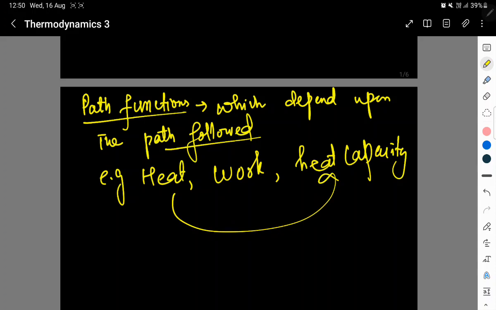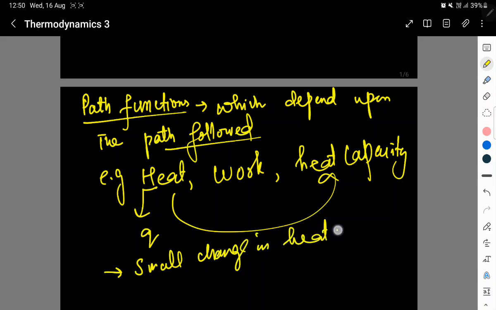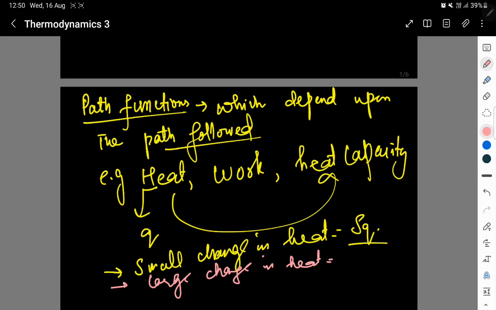For example, we represent heat by Q, and if I want to represent a small change in heat, I represent it as delta Q, right. And a large change in heat is represented as Q, not as delta Q, that would be wrong.